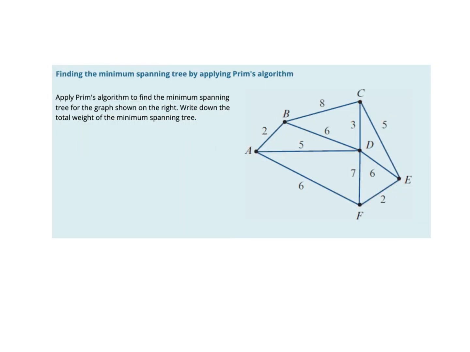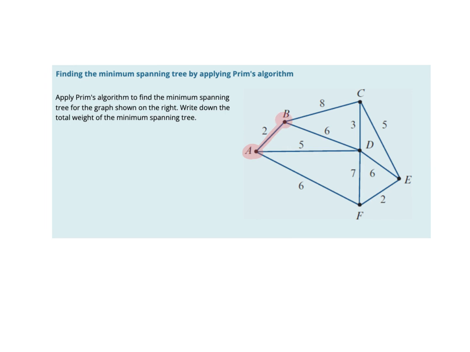Okay, with Prim's algorithm, you pick any vertex, because you have to reach out to every vertex anyway, so you pick any one. I'm just going to pick A. Then you look for the smallest edge coming out of A. What's the smallest edge coming out of A? 2. Good. So you connect that one up.